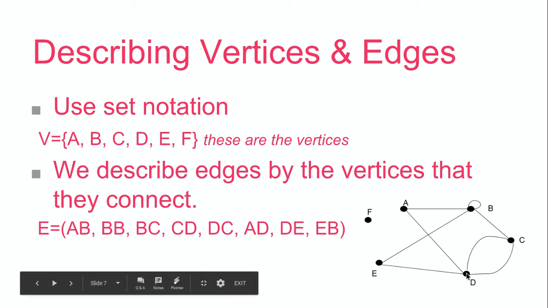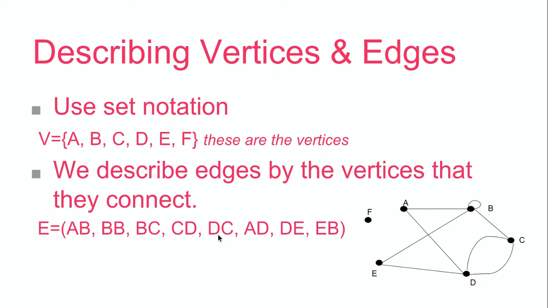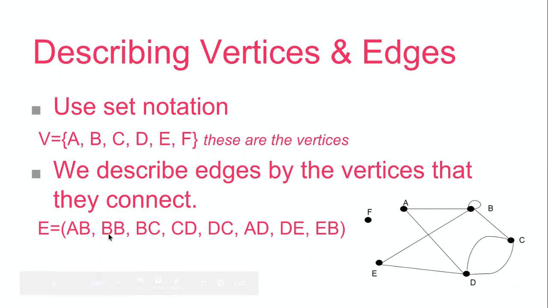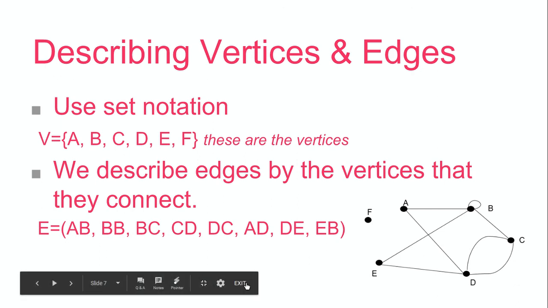If you notice vertex C and D have multiple edges, you have to list those twice. You have to list it as CD and then again as DC to denote that there's 2 different edges between those vertices. The loop here from B back to B is labeled BB to denote that it is a loop and there is an edge there.